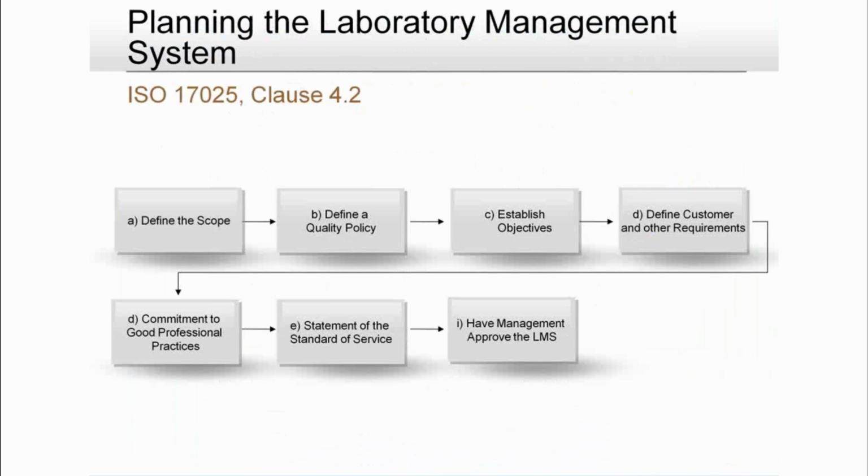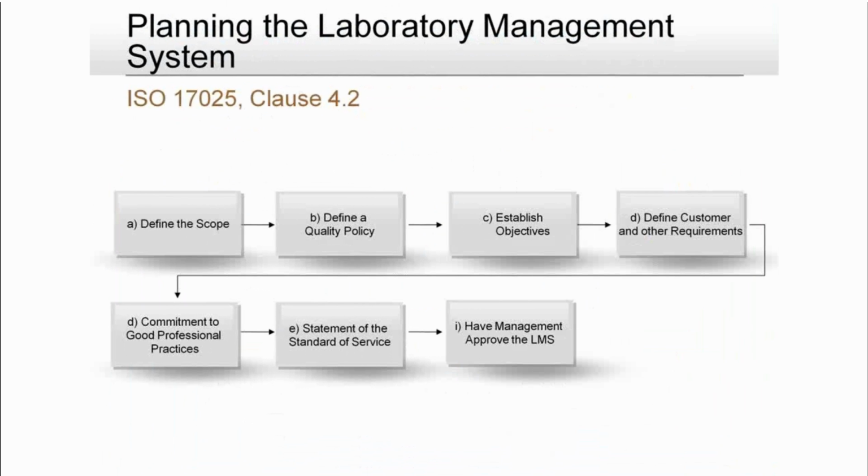And then it takes us to the second one, which is the laboratory management system, clause 4.2, which you see right now on the screen. Now, for the laboratory management system, you must be able to define the scope, define a quality policy. Mind you, there are a lot of organizations where the laboratory is just a section, and such organizations actually could be certified to other standards, and clearly define customer and other requirements.